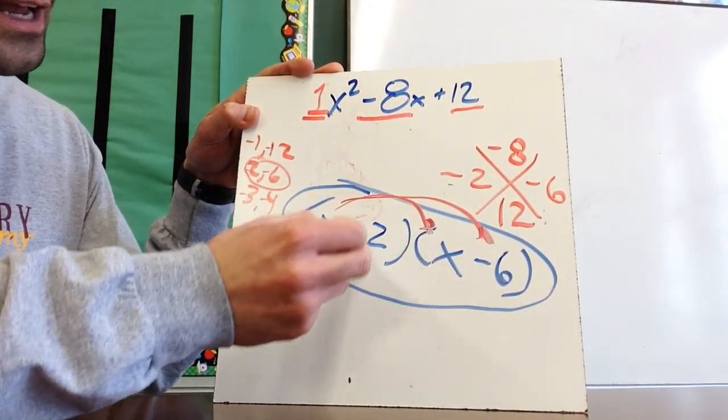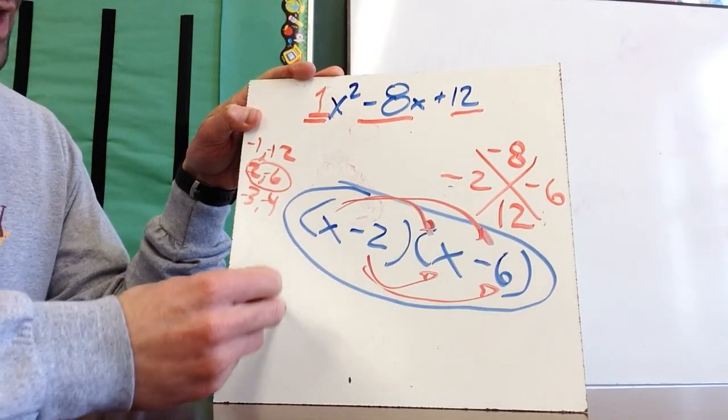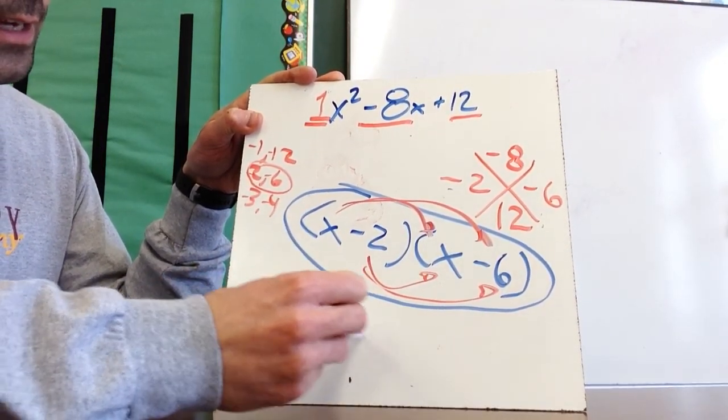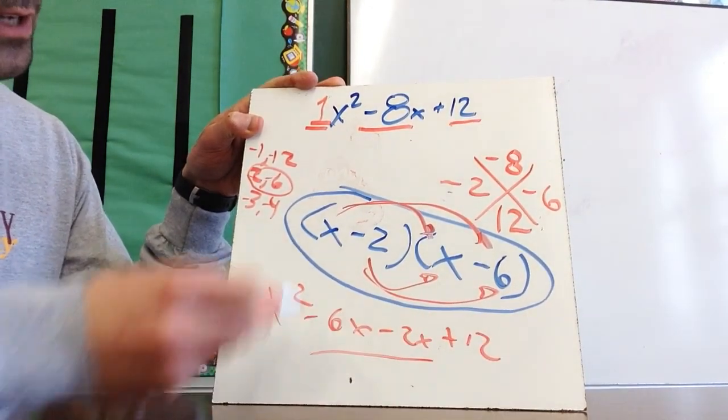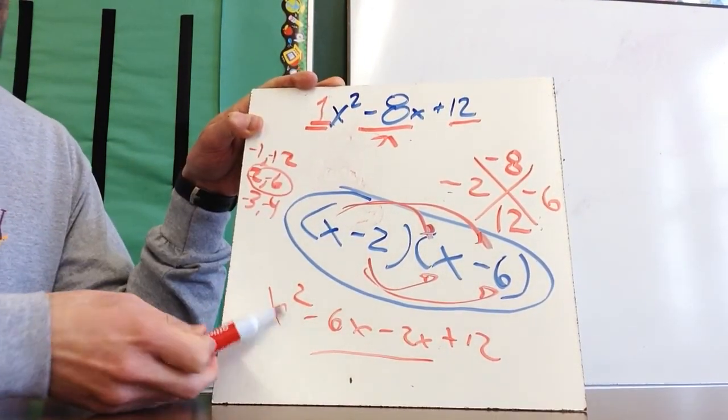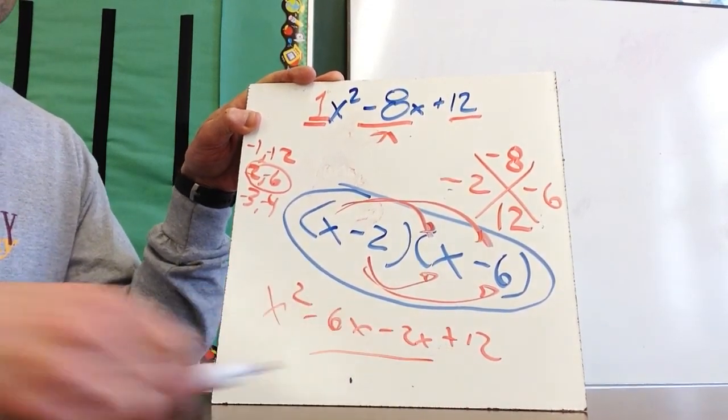And if you want to check your answer, which you could do, and I didn't do this on the first one, I could do FOIL, and you end up with x squared minus 6x minus 2x plus 12. And when I simplify this middle, it'll equal that. So I would have x squared, there's my minus 8x plus 12.